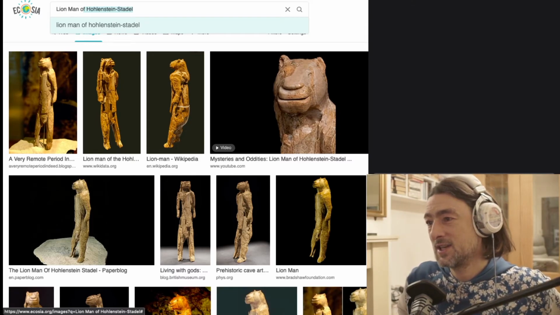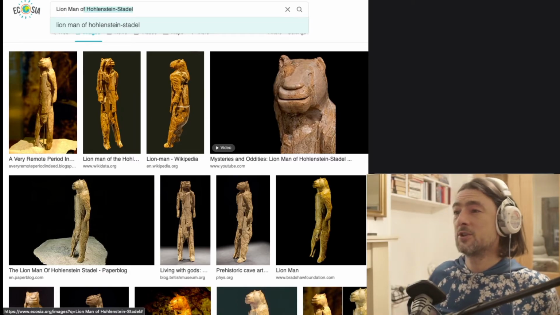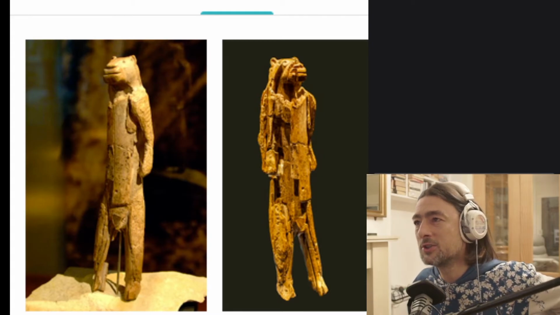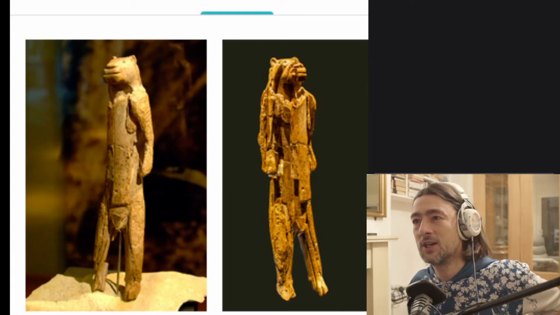Didn't expect to see him today. It's definitely him. He's got a gentleman's part. The Lion Man of Holstein Hohenstein Stardal. That's one of the earliest.